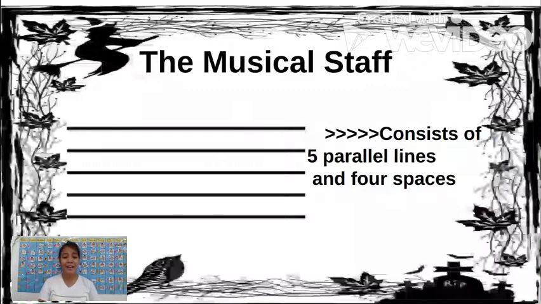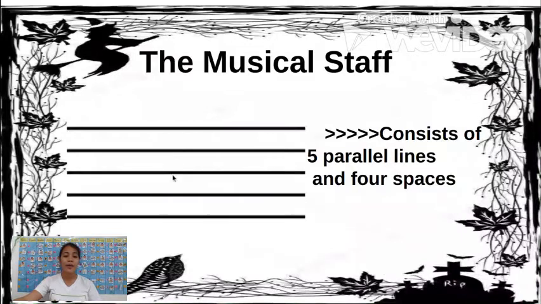The musical staff consists of 5 parallel lines. As you can see, 1, 2, 3, 4, 5. 5 parallel lines and 4 spaces. We are going to use this musical staff if we're going to compose music. This is very useful, especially for musicians or composers. Again, how many spaces for the musical staff? There are only 4. And for lines, we have 5.